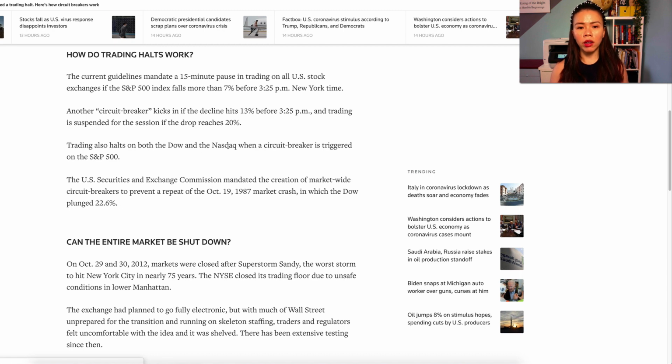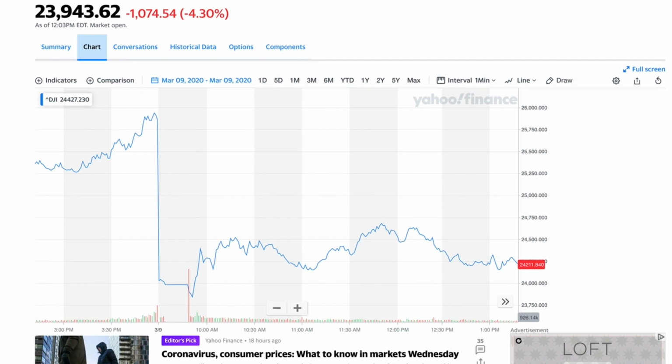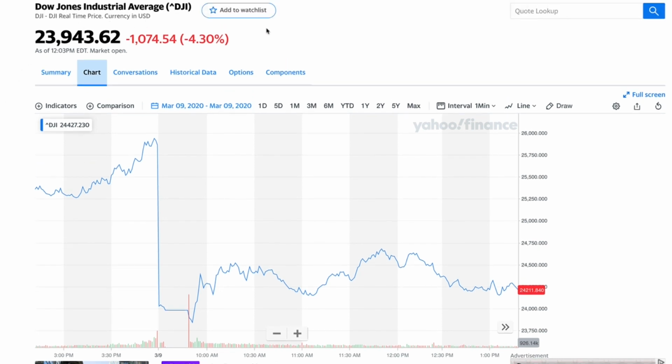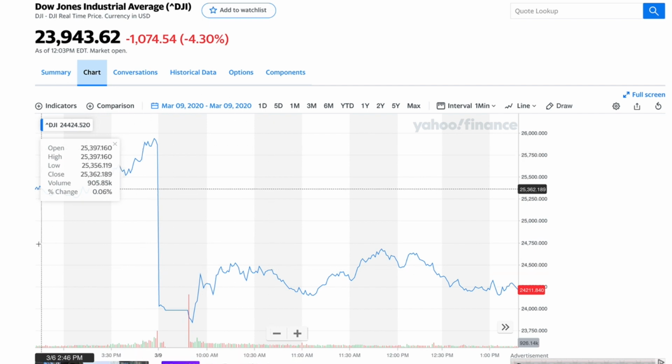So right around, I think it was 9 a.m. or something, we have a table right here. This is a chart for the Dow Jones Industrial Average, as you can see here. And I actually filtered this for March 9th, right?